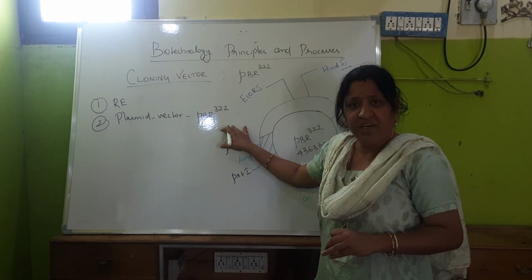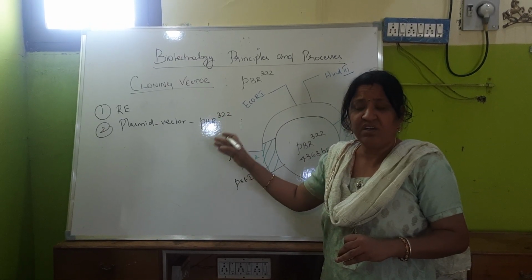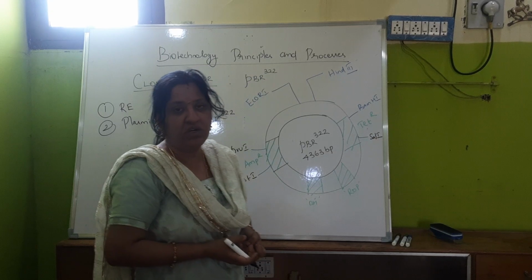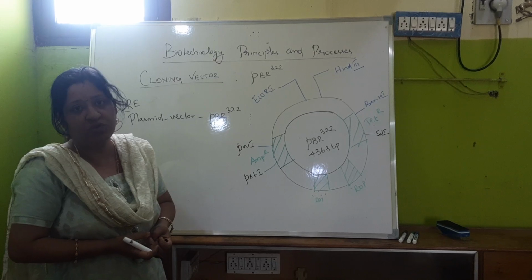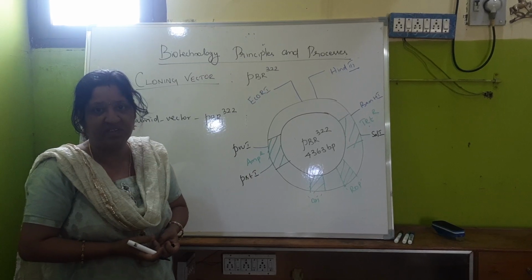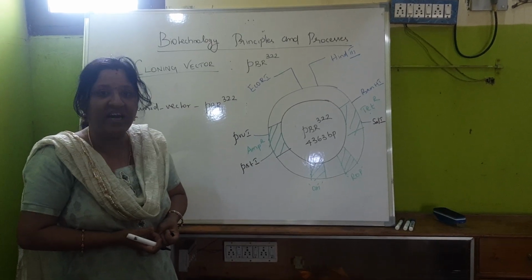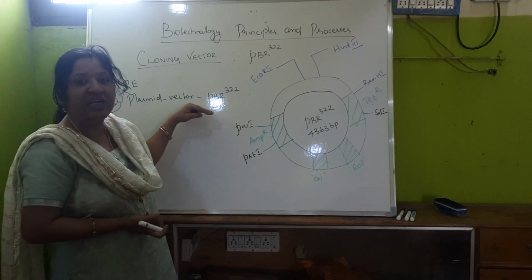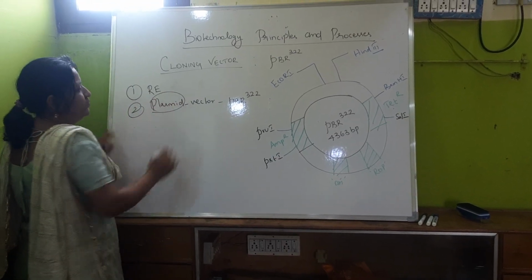Before entering into PBR322, you should know what is meant by vector and why we are using the plasmid here. In general, vector means what? Carrier molecule. Carrier molecule means what? From one place to another place. The transfer of the molecule is called a carrier molecule. For example, the female Anopheles mosquito is the carrier, the vector for malaria, which carries sporozoites, the infective form of the pathogen. In the same way, in order to carry our gene of interest, we are using the plasmid as the vector.